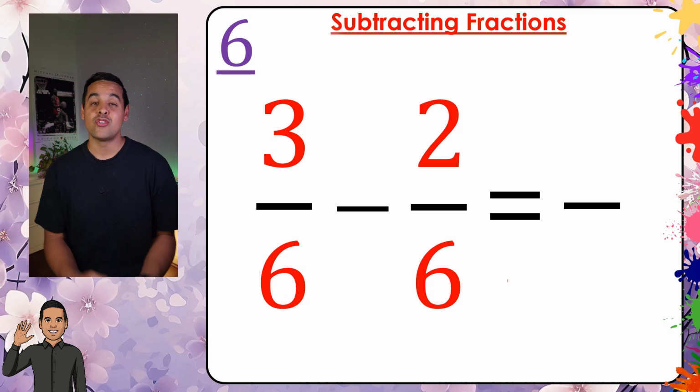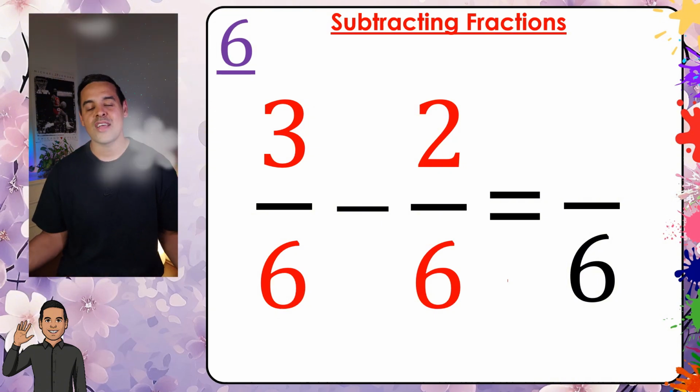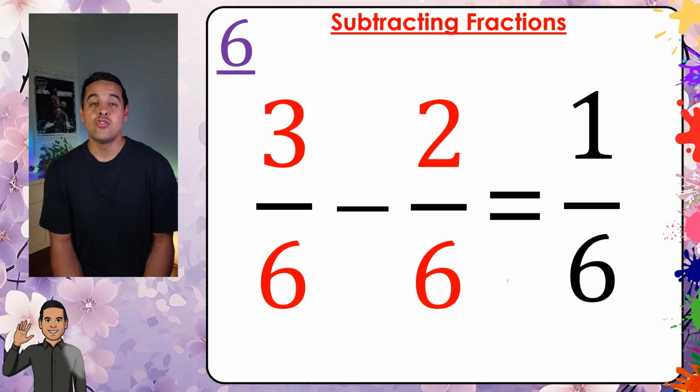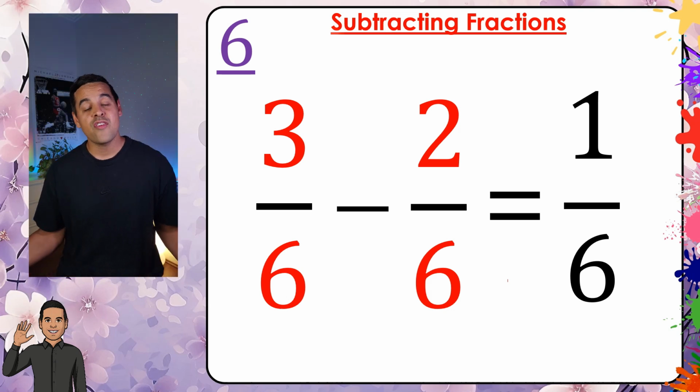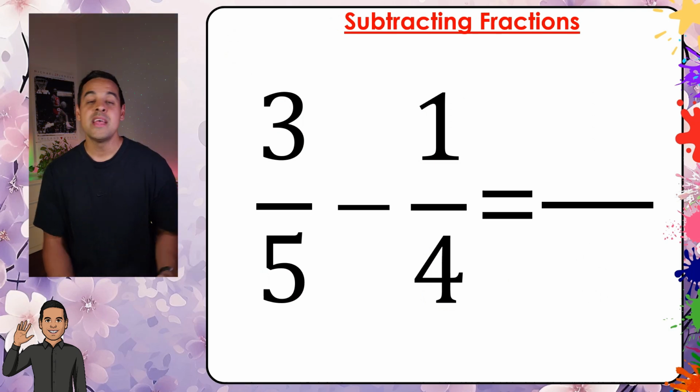Now that our denominators are the exact same, we can go ahead and just subtract the numerators, because as you know, the denominators stay exactly the same when you're subtracting fractions. So now let's work with our numerators. 3 take away 2, that answer is going to be 1. Your fraction here is 1/6. I'm going to show you that a few more times just so we can consolidate your understanding.